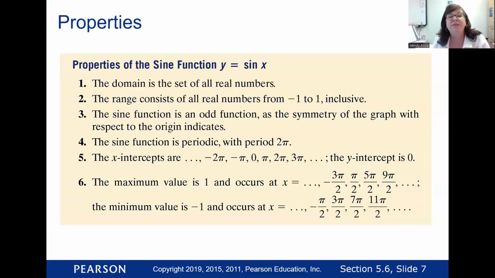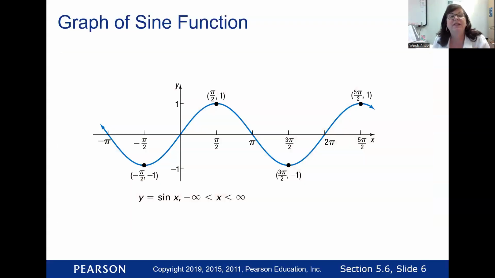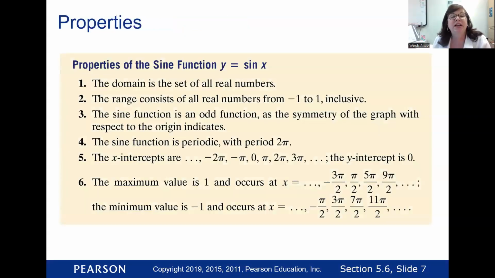It's an odd function. If you look back here at the graph, it's an odd function. In other words, if you take the negative x value, you get a negative y value. So at pi over 2, 1, right here, if we take the negative x value, negative pi over 2, we get the negative y value. It is symmetric across the origin, and that makes it odd. It's periodic. That means it repeats every 2 pi. And I'm not that concerned right now about intercepts, maximums, and minimums.